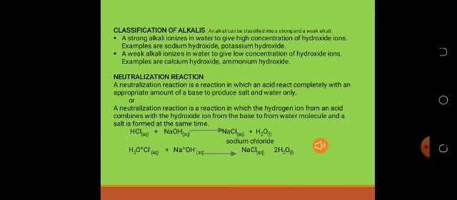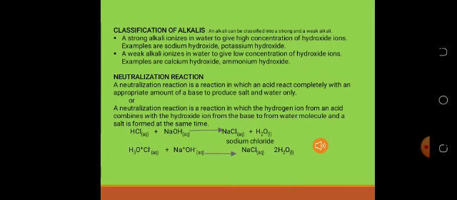Classification of an alkali. Just like an acid is classified into a strong acid and a weak acid, also an alkali can be classified into a strong alkali and a weak alkali. A strong alkali is that alkali which, when ionized in water, gives a high concentration of hydroxide ion. When it ionizes in water, it will produce a very high concentration of hydroxide ion.